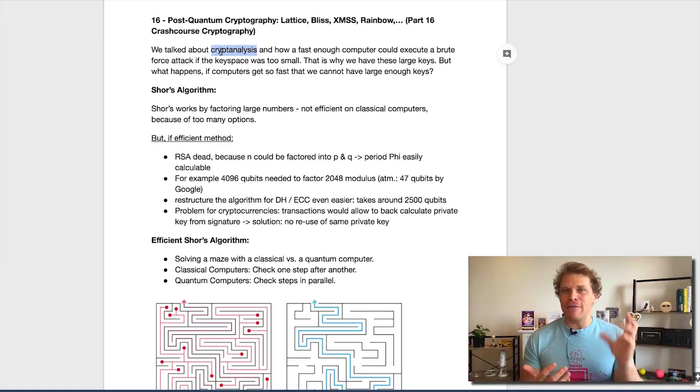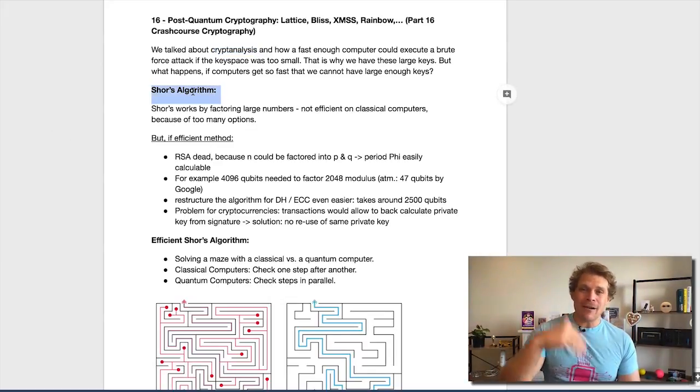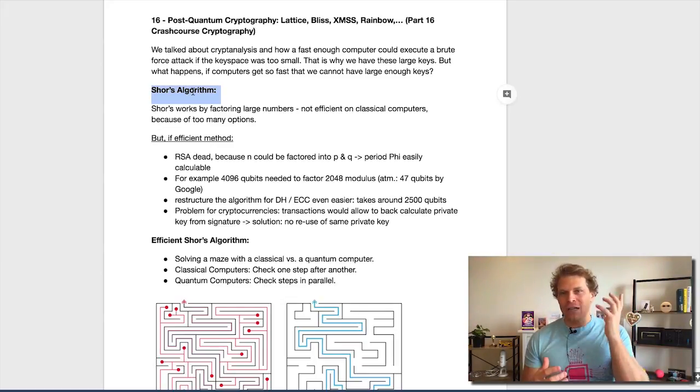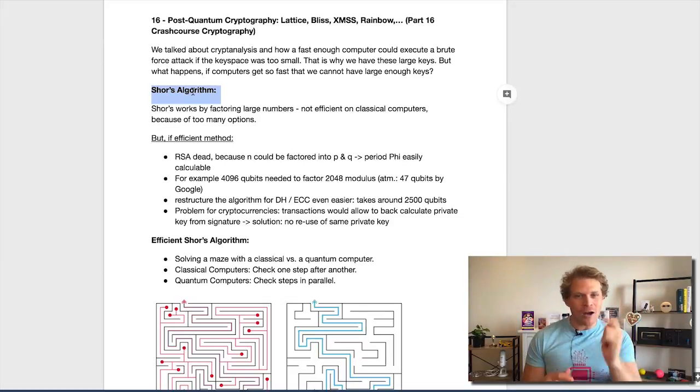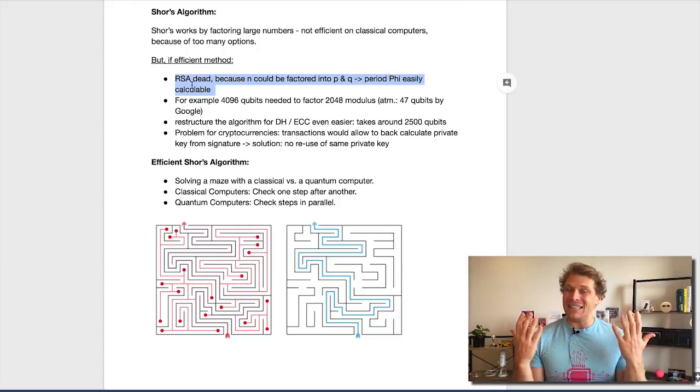So basically, what happens if a computer gets so fast that we cannot create large enough keys because the computer is too efficient? And we actually have an algorithm, and it's called Shor's algorithm. We discussed this already in earlier episodes, but this basically works by being able to factor large numbers. This algorithm is not really efficient on classical computers, but it could be possible on something else. Now, if it were efficient, this would be quite detrimental, because RSA would be completely dead, because N could be factored into P and Q, and now phi would be easily calculable.